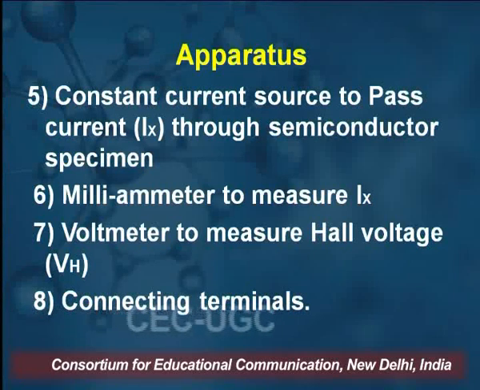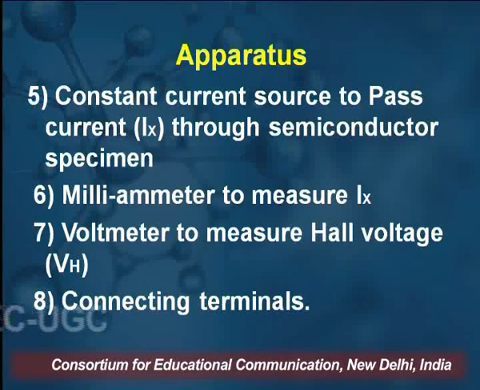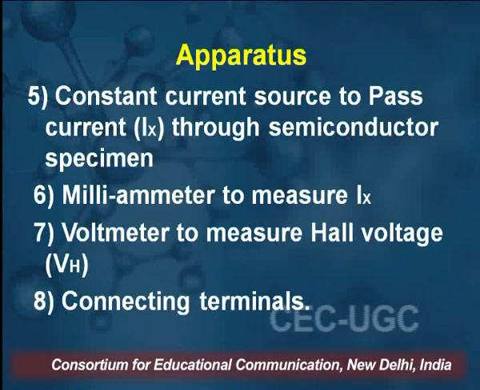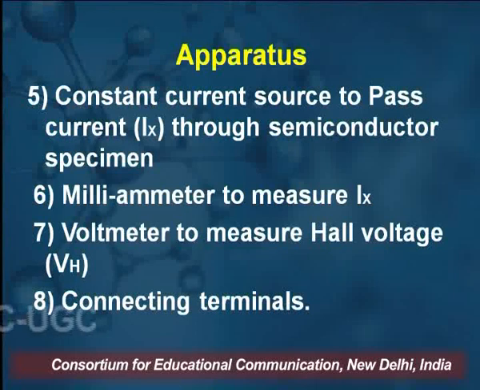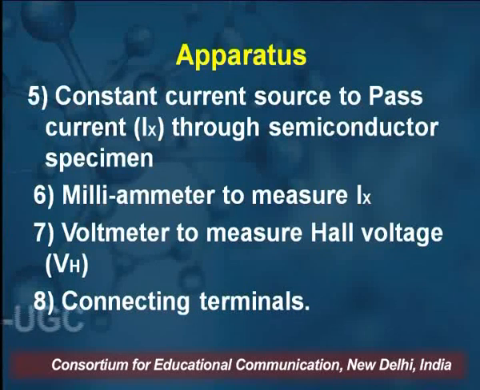Sixth one is the milliammeter to measure the Ix. We can measure how much current is flowing through it with this milliammeter. Seventh, which is very important, to measure the Hall voltage, we require the voltmeter to measure the Hall voltage, that is VH. Eighth, connecting terminals, so that we can connect all the parts of this apparatus. So these are the basic instruments used for the Hall effect experiment.